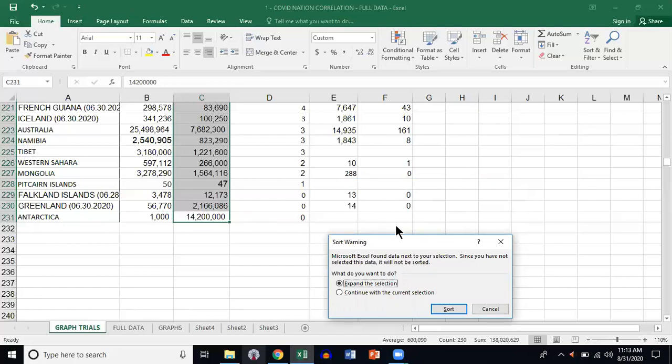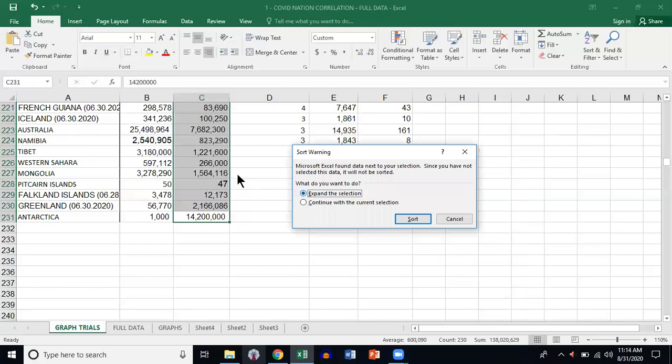We can make the same case, for example, with the Pitcairn Islands. Pitcairn Islands only has 47 square kilometers, all right? So I want this 47 kilometers, when it ranks, when it sorts in its proper place, to be anchored to the 50 people who live in the Pitcairn Islands. So I want the whole row to be anchored to the number that has been selected. And so that is what it means by expand the selection. Expand the selection horizontally is what it means.